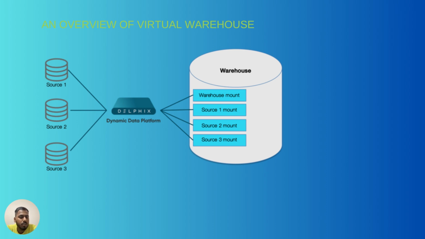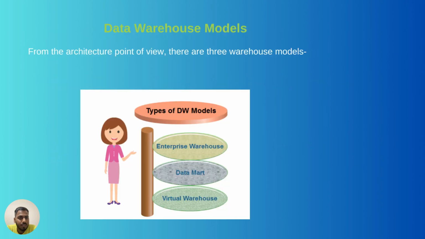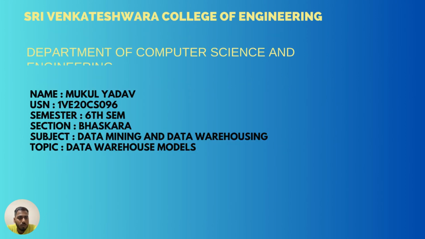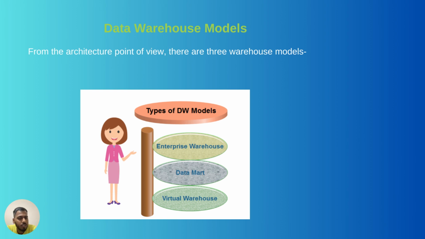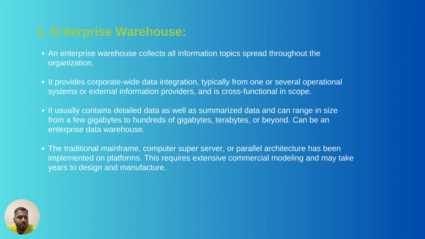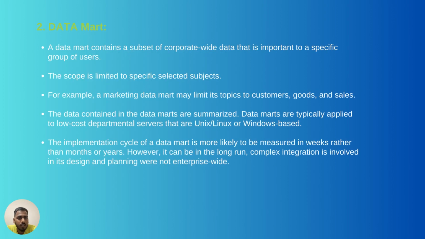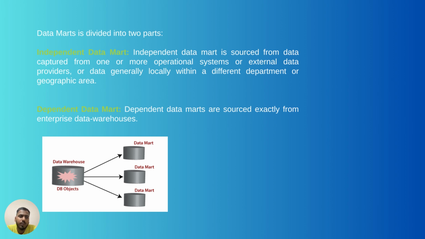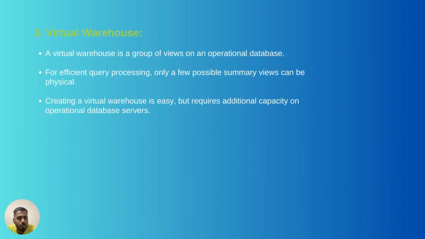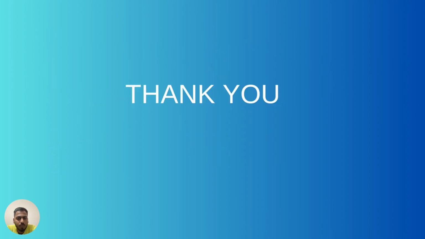Here we bring this presentation to an end. We have learned about data warehouse models, which were typically three of them: enterprise, data mart, and virtual warehouse. Enterprise warehouse was used for detailed data as well as summarized data. This was the overview. Next was the data mart, whose scope is limited. It was of two types basically: independent data mart and dependent data mart. Moving forward, we came across the virtual warehouse, which is a group of views on an operational database.